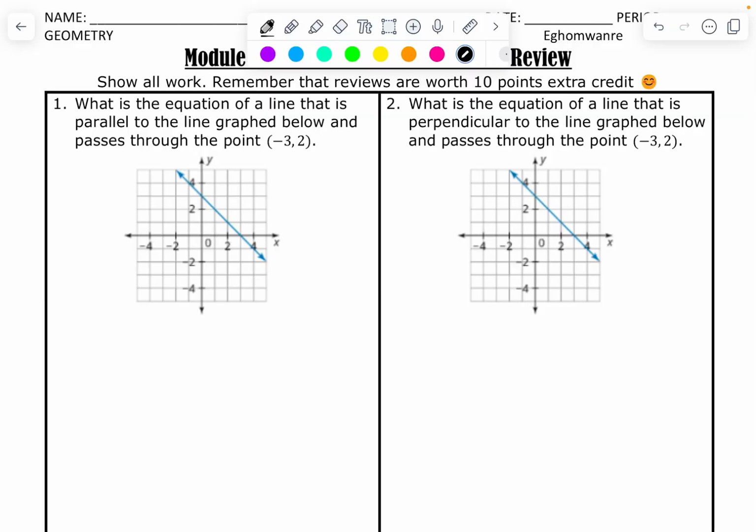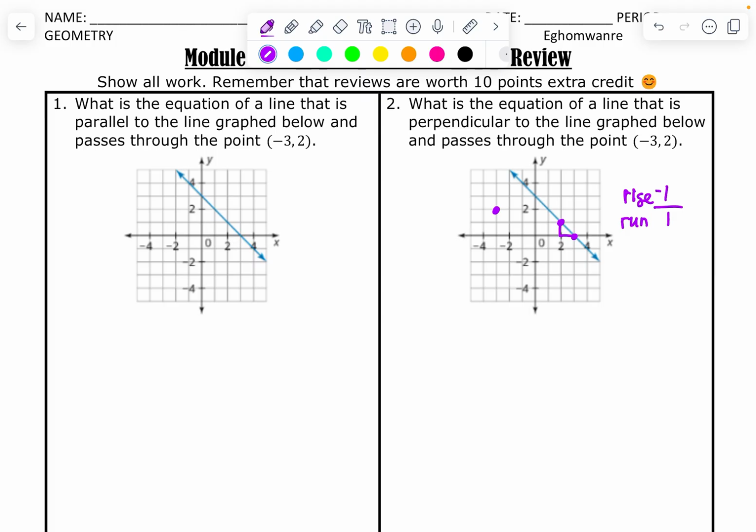Number 2, what is the equation of a line that is perpendicular to the line graph below and it passes through the point negative 3, 2? So first I'm going to graph the point negative 3, 2. And then the next thing I'm going to do is figure out the slope of the original line. So pick 2 points, and then you're going to figure out the rise, which is 1, and the run, which is also 1. And I'm sorry, the rise went down, so that's negative 1.